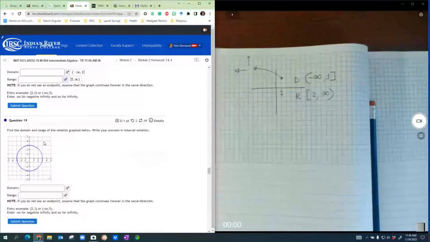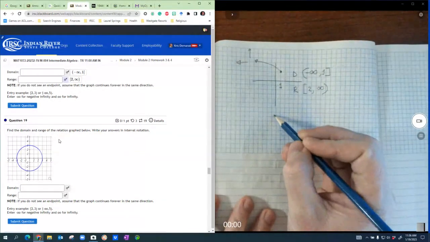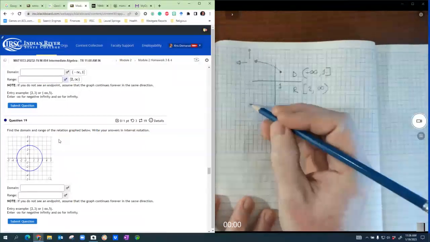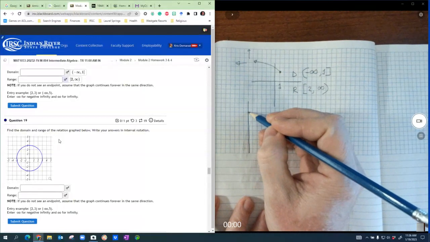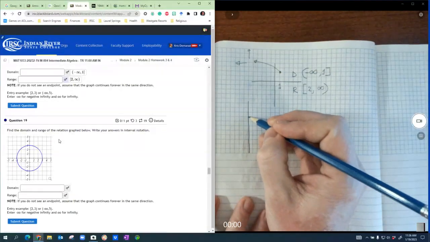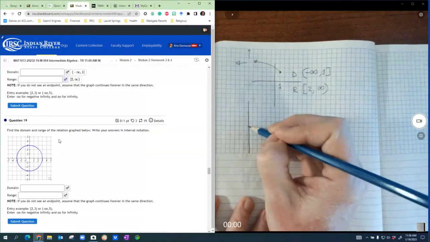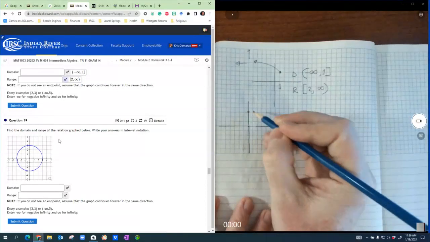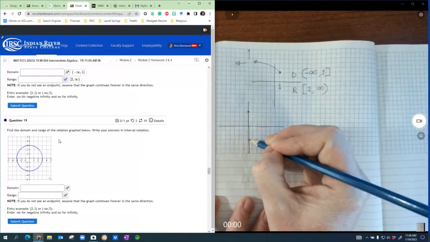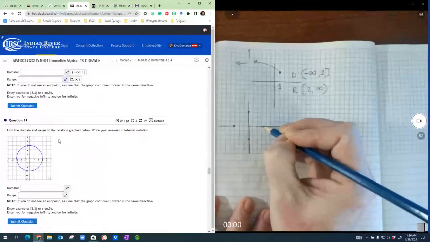All right, now the domain and range of this. People get confused on circles. But look at the circle and be careful when you're drawing or looking at it, because the circle, just like anything else, it starts here and goes from here. 1, 2, 3, 1, 2, 3.